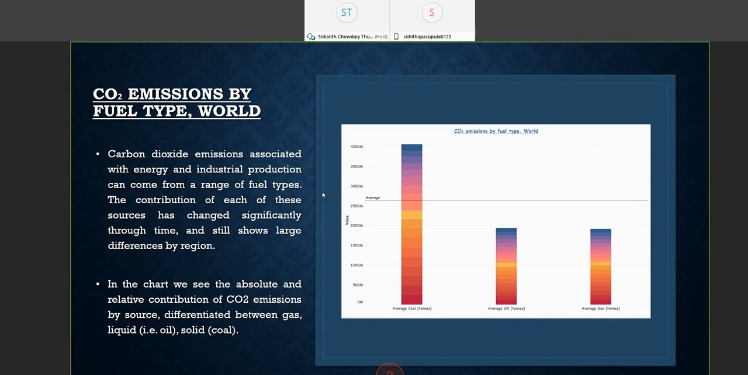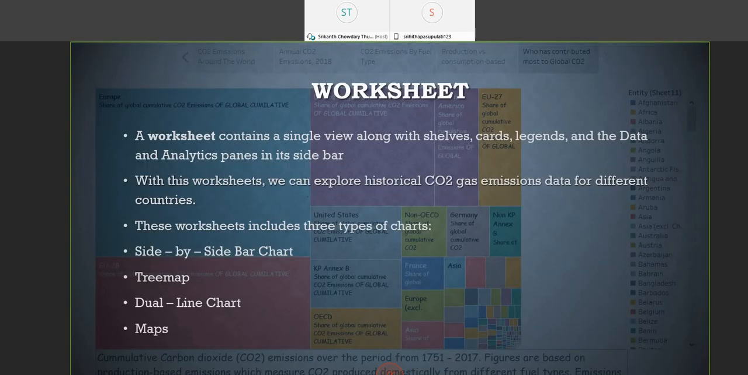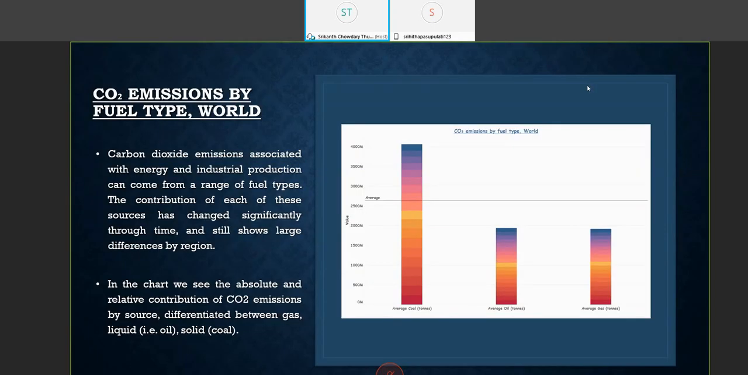And when coming to our Tableau worksheets, a worksheet contains a single view along with the shelves, cards, legends, and analytics panes in the sidebar. With these worksheets, we can explore historical CO2 emissions data for different countries. The different types of charts we have used in these worksheets are: first, the side-by-side bar chart; second, a tree map; third, the dual line chart; and the last one is the map chart.